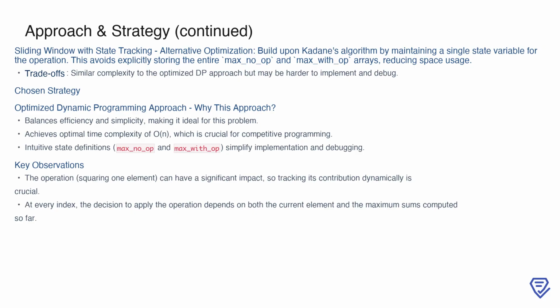Ultimately, the optimized dynamic programming approach is chosen as the strategy for this problem. It strikes the right balance between performance and simplicity, ensuring an optimal solution while avoiding unnecessary complexity. By defining clear states and transitions, it also makes the solution intuitive to implement and easy to troubleshoot. This is especially valuable in competitive programming, where clarity and efficiency are equally important.